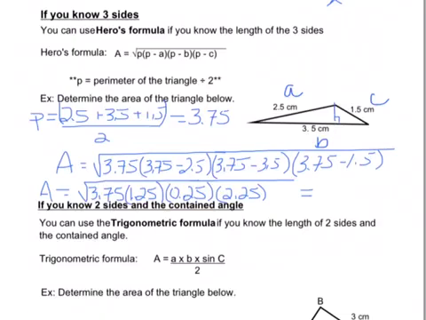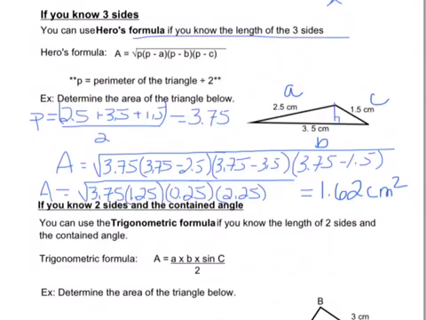So you should be getting on your calculator approximately 1.62. And then all we need is our units. So it's going to be centimeters squared, since it's area, squared units. Okay, so that's Hero's formula. We can use Hero's formula if we know all three sides of our triangle.